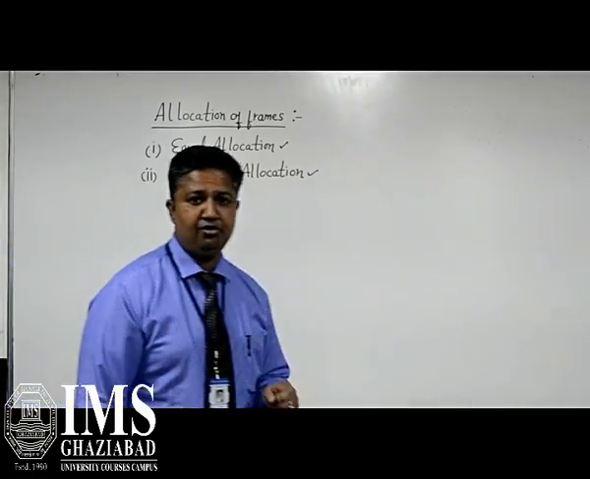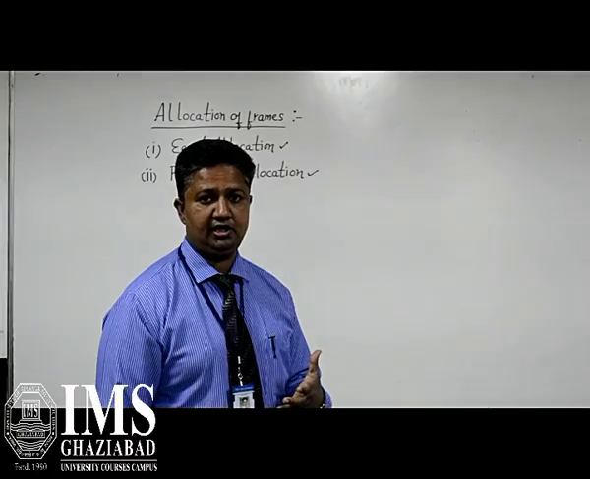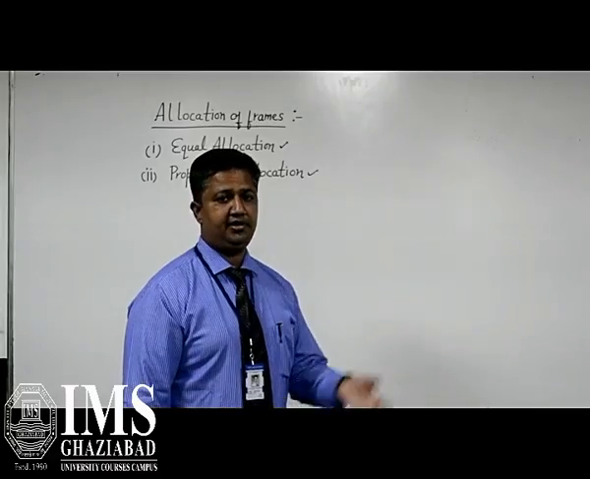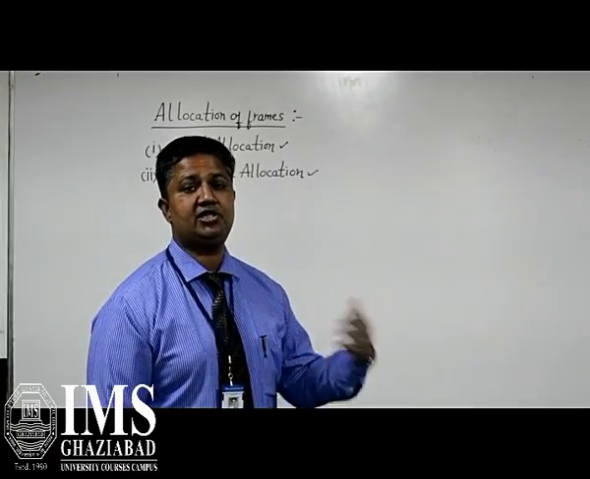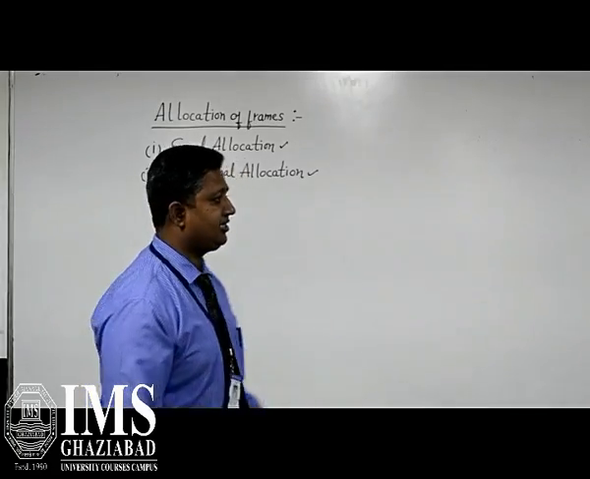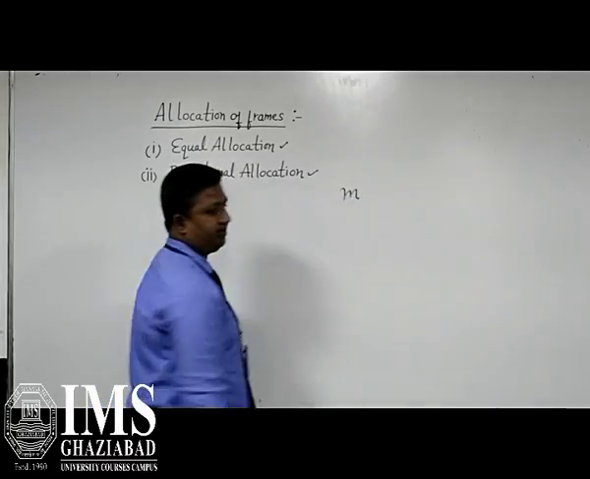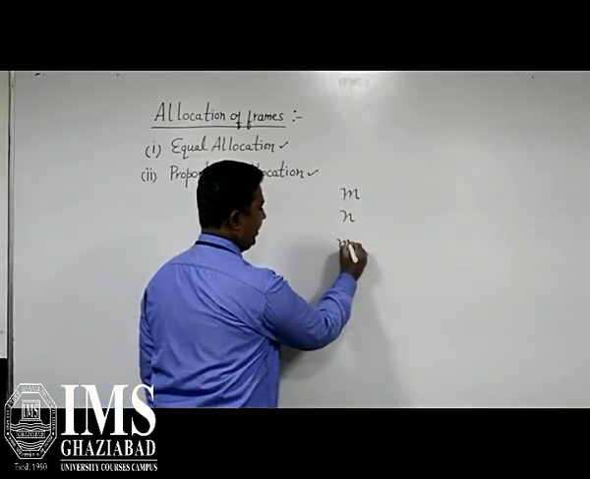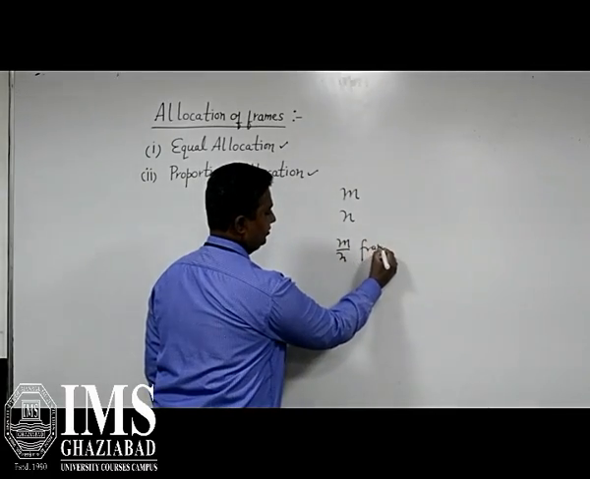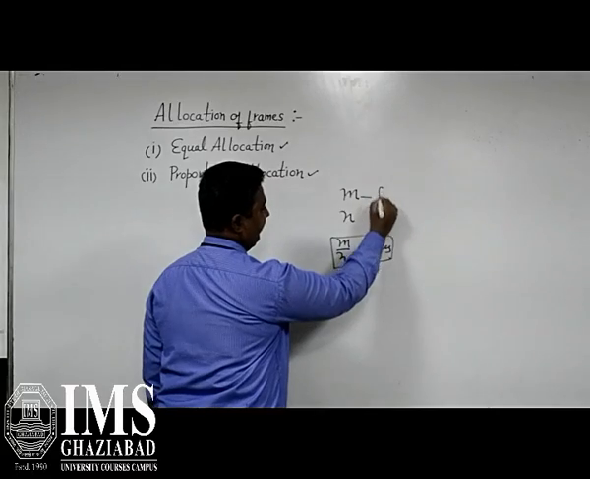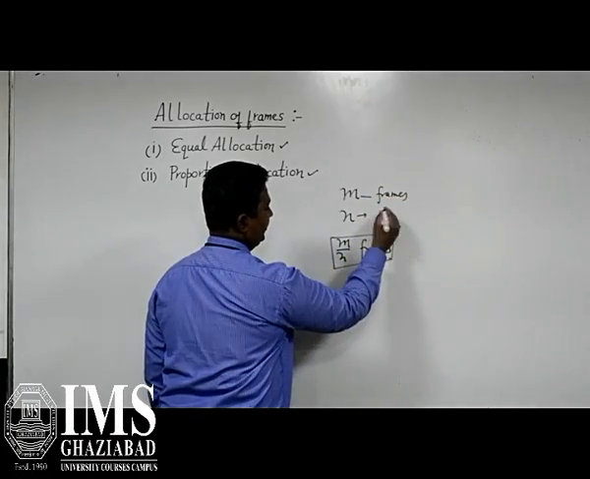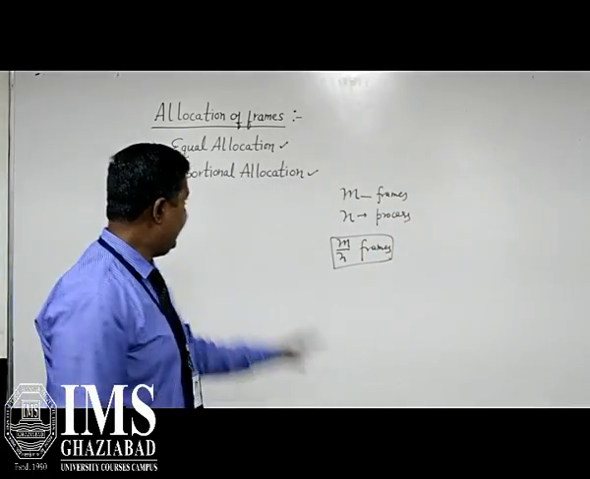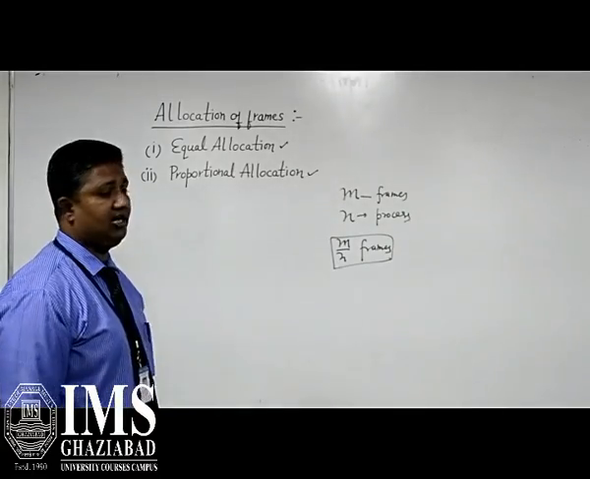As we already know, in equal allocation, frames can be split among processes, and these processes get an equal share. Suppose we have m frames and n processes. Then each process gets m by n frames, where m is the number of frames and n is the number of processes. In this video we'll discuss proportional allocation.